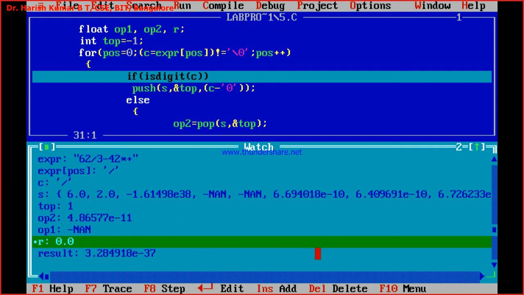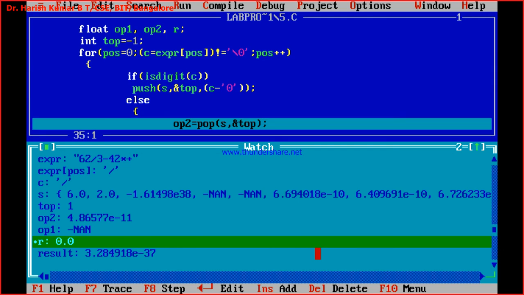Now next I'm checking, next symbol that is being scanned is what? Divided by. Is it a digit? No, it's not a digit. Now it will go to the else part. Now pop the top of the stack. What is there on top of the stack now? The symbol scanned is divided by. It is not a digit. Now you are popping the top of the stack 2.0 and assigning it to OP2. So this OP2 will become 2.0 now.